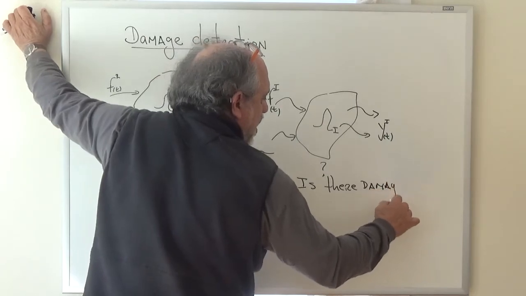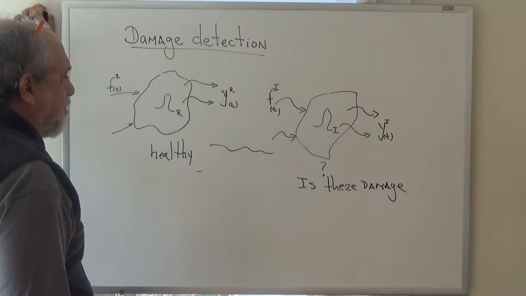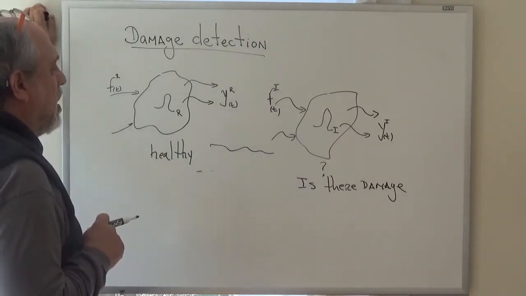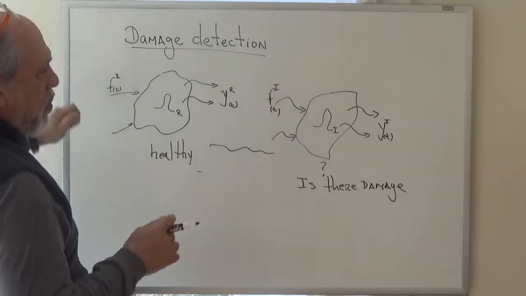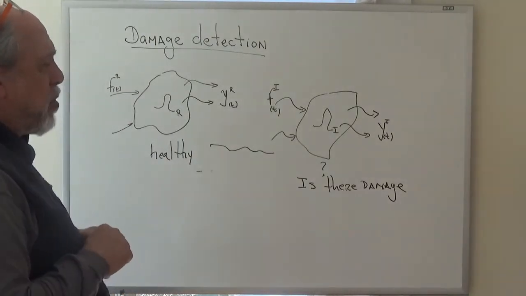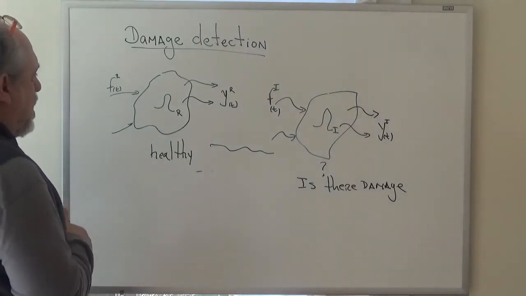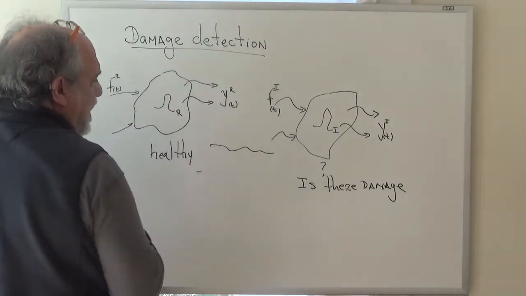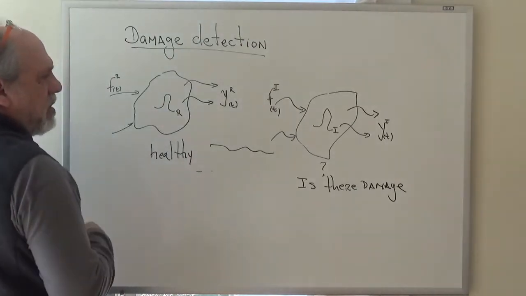Has this structure changed sufficiently for me to worry about it? Now, if things were perfect, if there was no noise, if we could actually measure things precisely, this problem would not be that difficult, right? Because we could use our knowledge of the input and the output in the ideal case. And from this we could calculate, let's say, the frequencies, right?